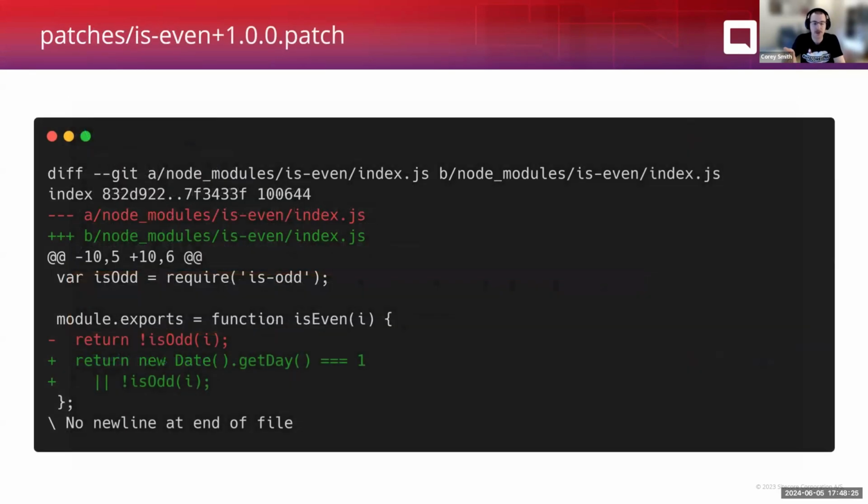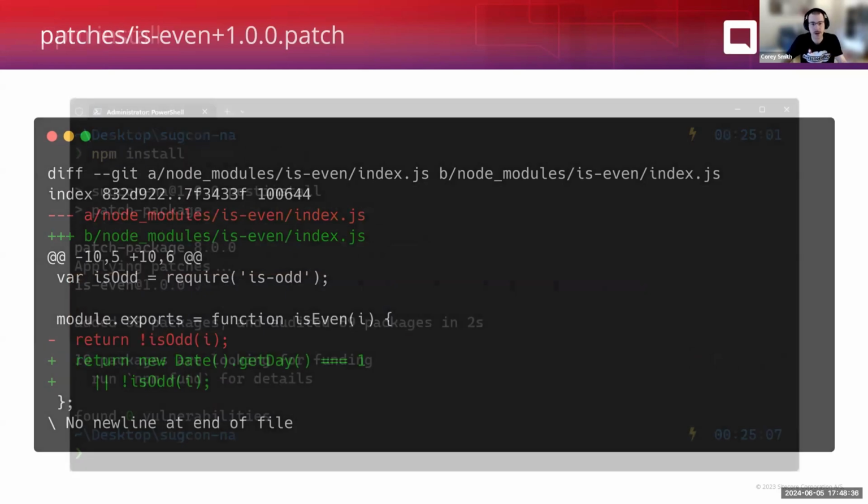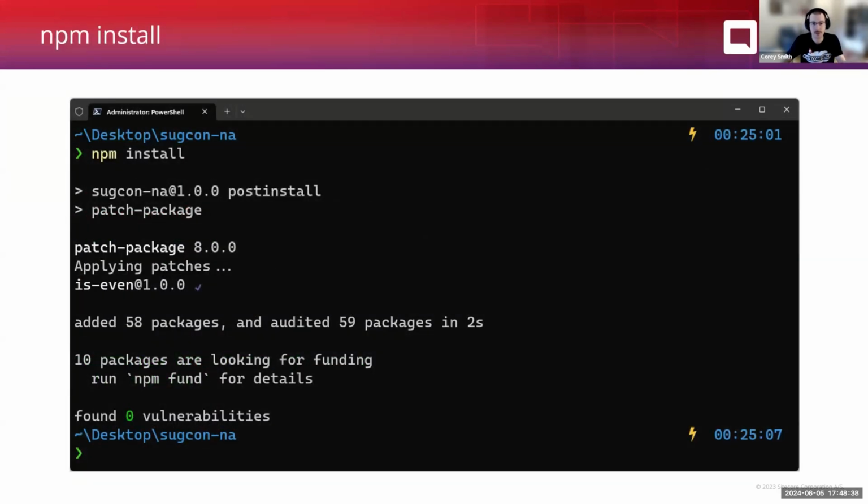The patch is going to get created in the patches folder of your repo for you. It's going to automatically have a name generated, and it'll look like this. It just looks like a git patch. You check this into source control. Then next time anybody runs npm install from your repo, patch package will run automatically after npm install, and it'll apply those patches to the node modules folder as shown here.